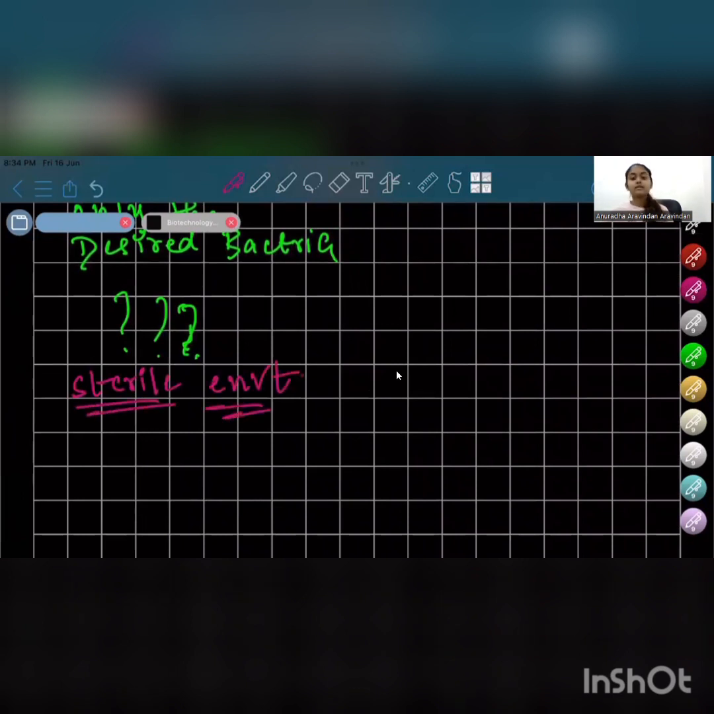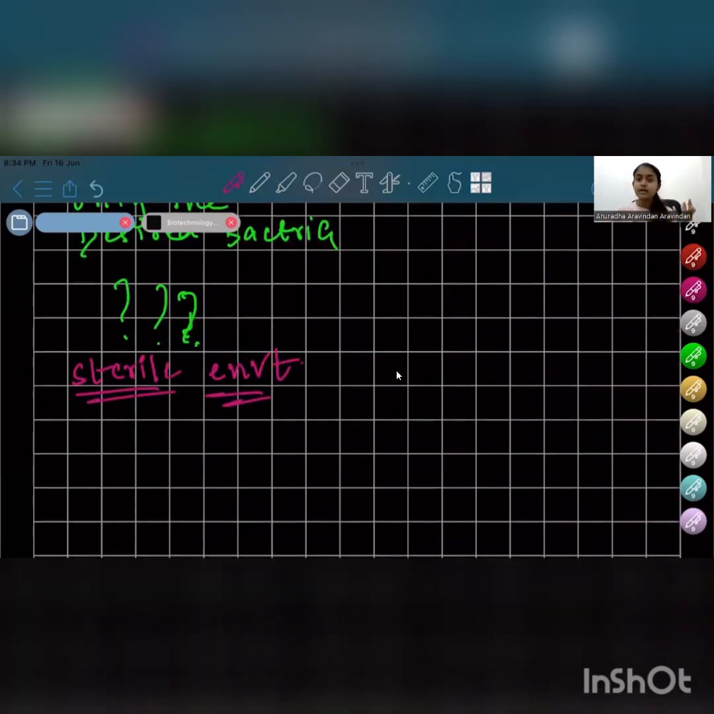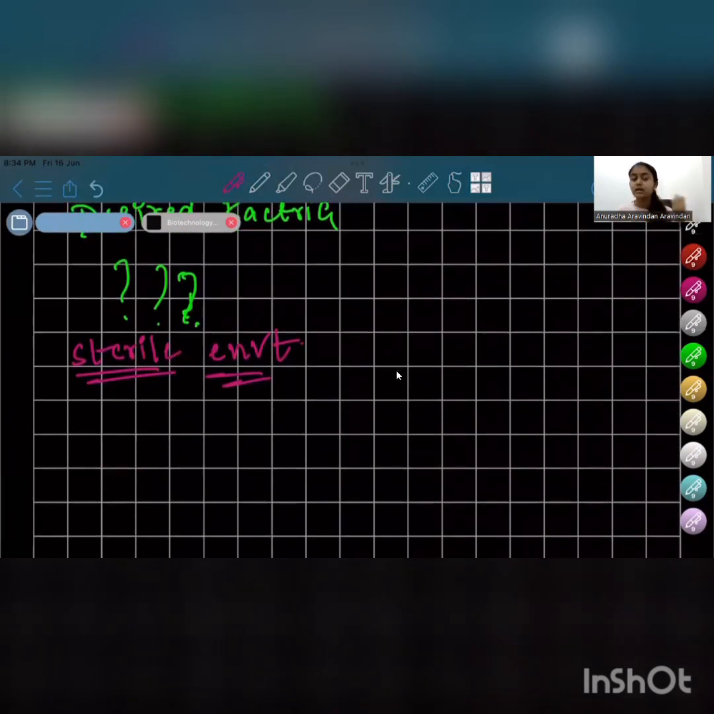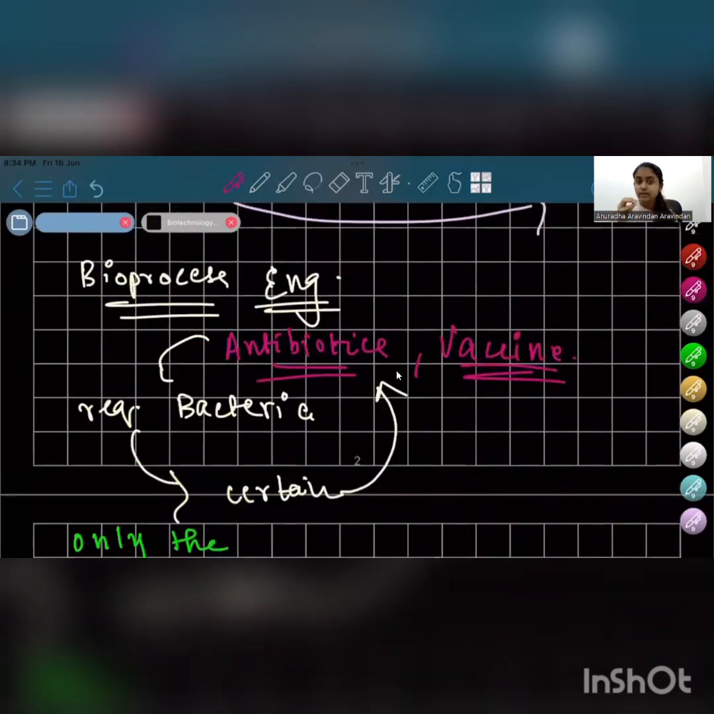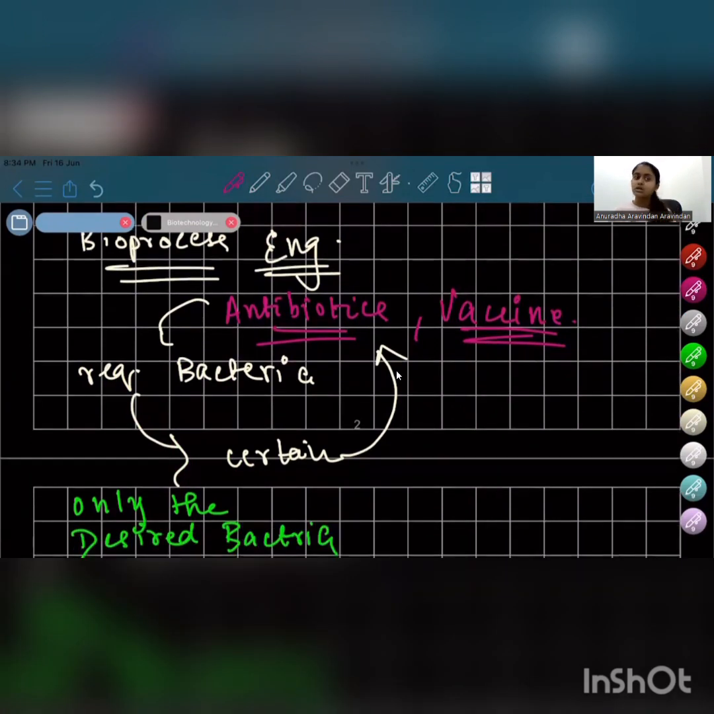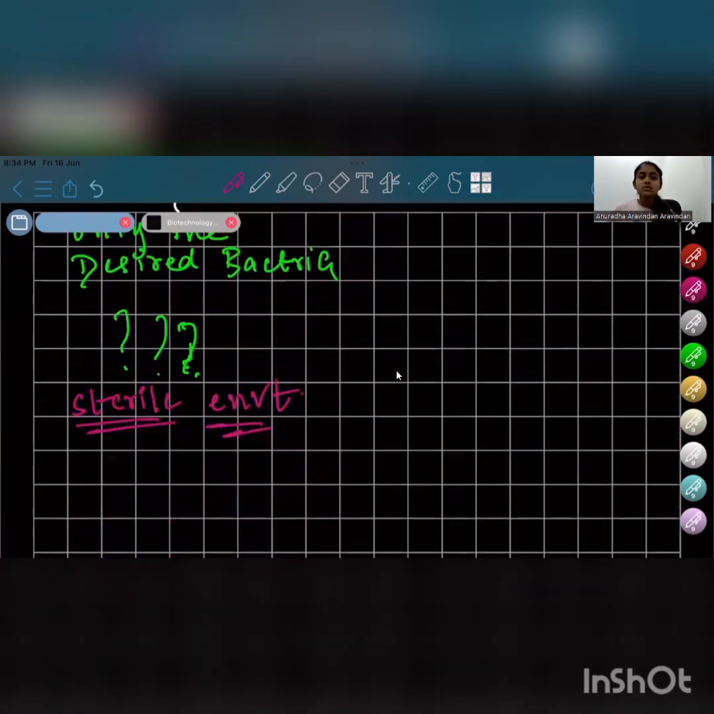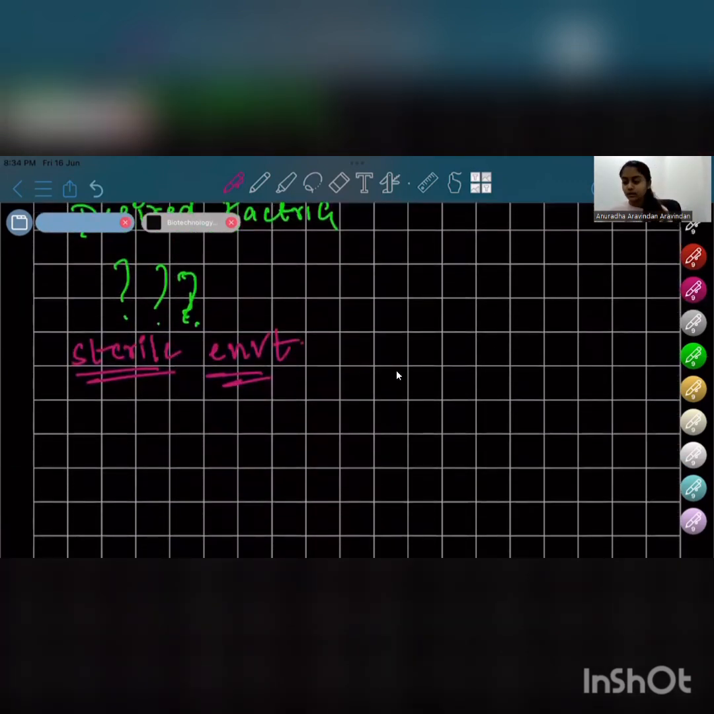So whenever a bioprocess is taking place, I should ensure that I'm using a sterile environment so that no other bacteria or microorganism is involved, and only the desired microorganism is involved, so that I will be able to get the desired antibiotic. In this case, bacteria, a certain antibiotic which I'll be getting. Vaccines also follow the same. So this is generally bioprocess engineering: you maintain a sterile environment in the process in order to get the desired product. These two are the techniques involved in biotechnology.